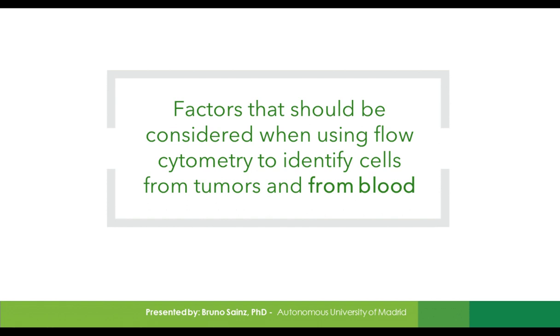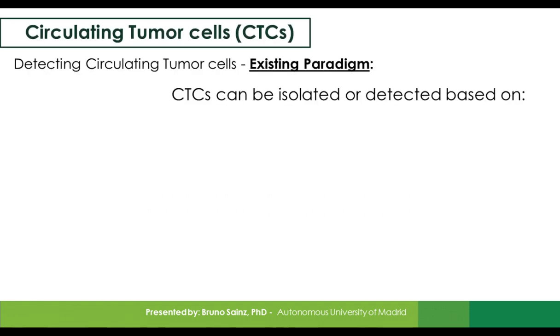Now, while flow cytometry is a powerful tool for identifying cell populations, many factors should be considered, especially when working with rare subpopulations of cells such as cancer stem cells, and even more scarce populations such as circulating cancer stem cells in blood. For the purpose of this webinar, I would like to focus on the latter, which are circulating cancer stem cells in blood, but the same considerations that I'm going to discuss can be applied to cancer stem cells from tumor samples or also from cell lines.